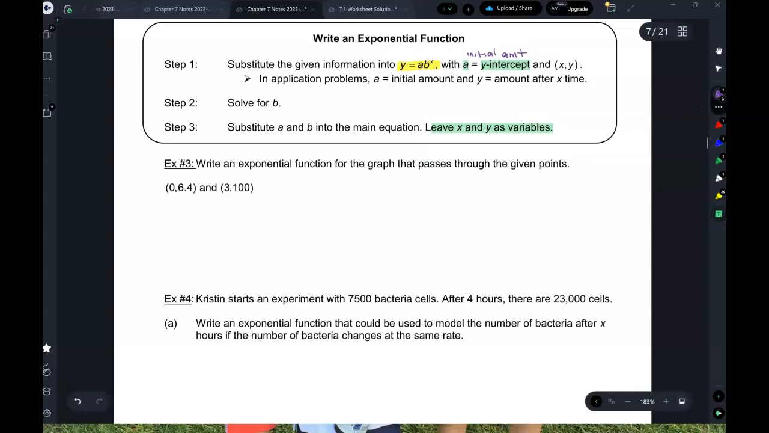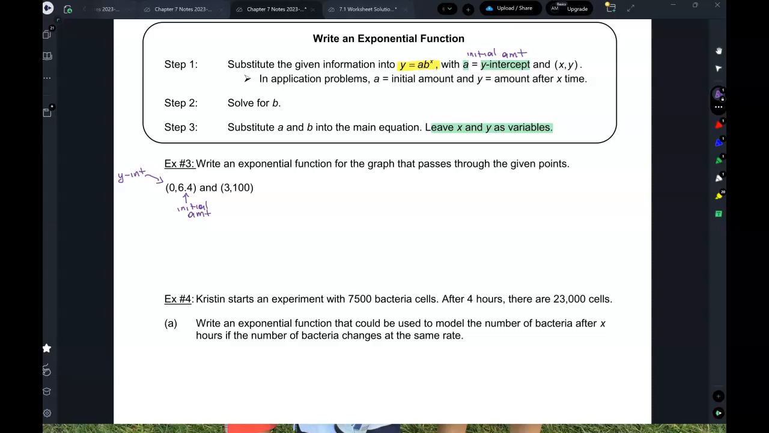Okay, so I have 0, 6.4. When x is 0, this is the initial amount, because think of x as your time. So when t is 0, this is 6.4. So another way to think about it is this is the y-intercept. If this is the y-intercept, that means this is the initial amount.